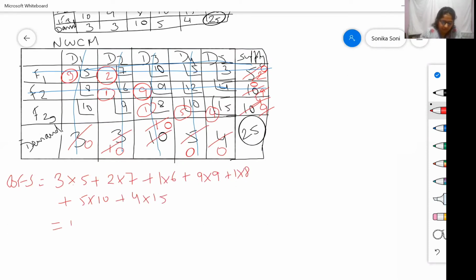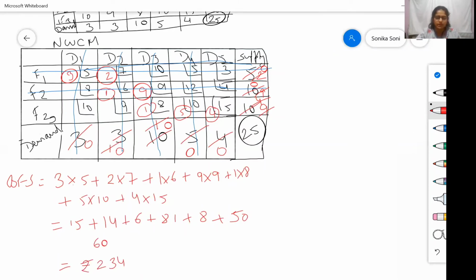After multiplying, we get 15 plus 14 plus 6 plus 81 plus 8 plus 50 plus 60, which is equal to 234 rupees, which means we are getting total cost of transportation in NWCM method as 234 rupees.